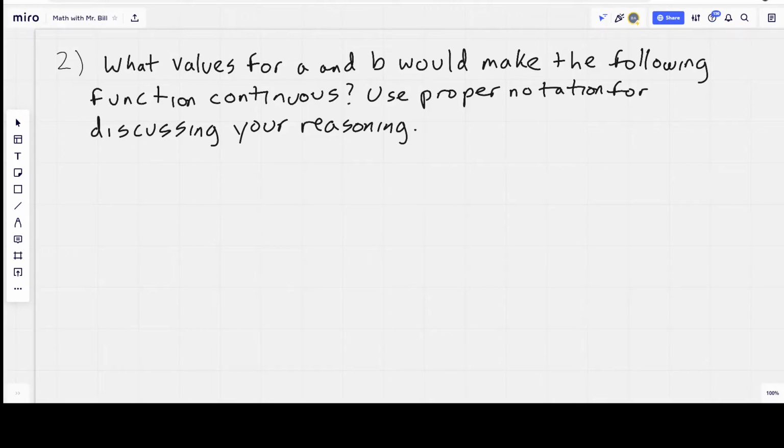On to question number 2. For what values of a and b would make the following function continuous? Use proper notation for discussing your reasoning.